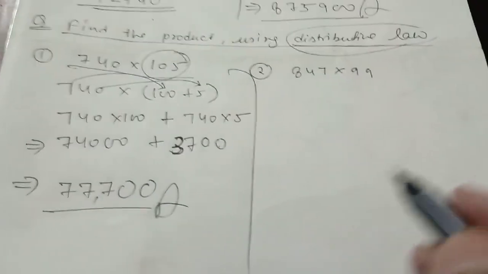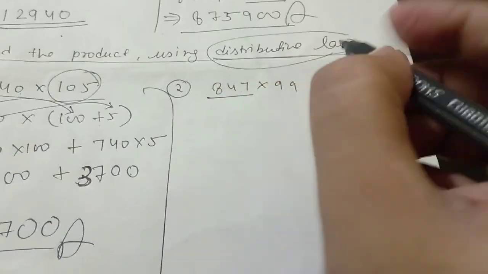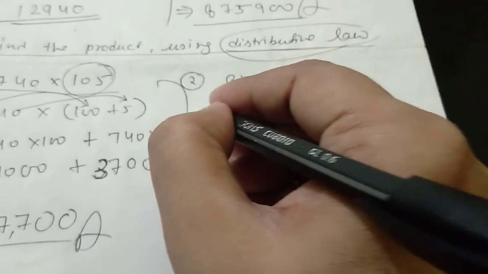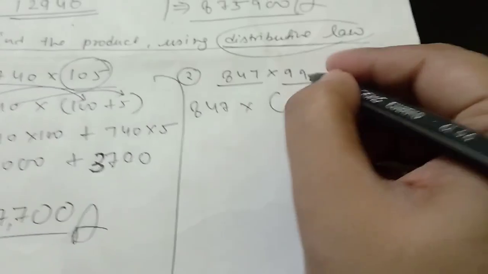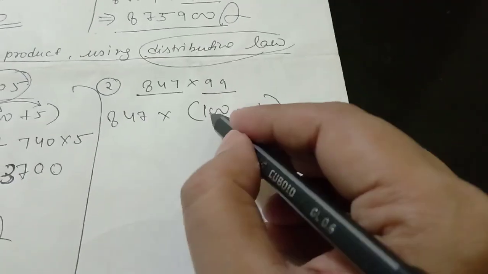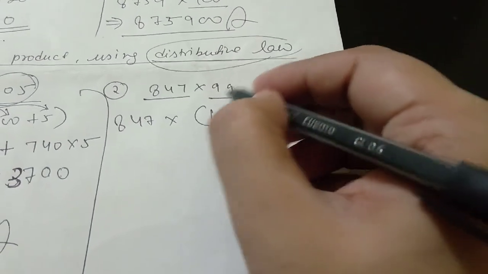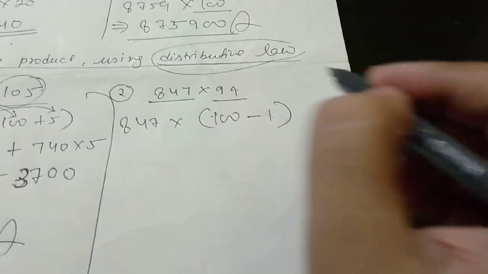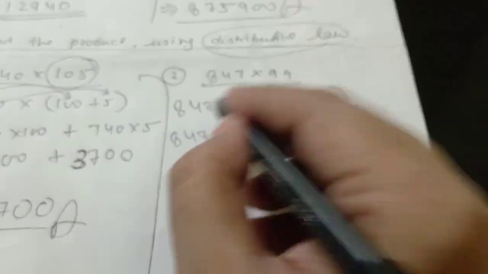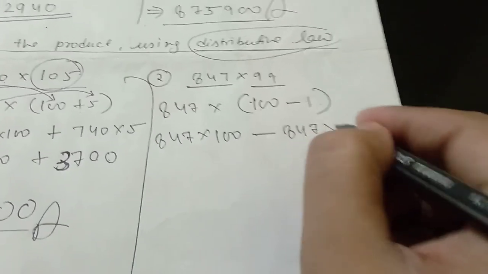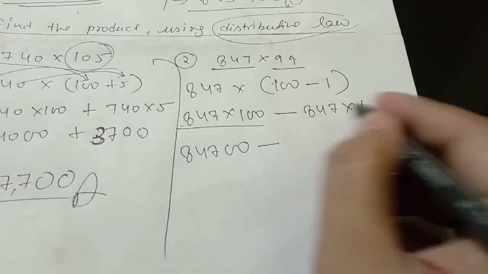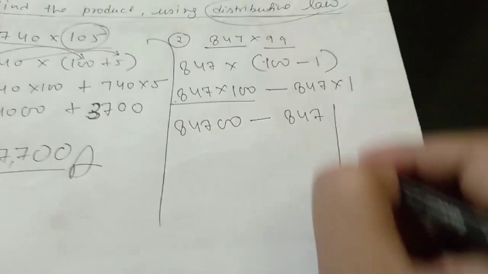Now the last question. See, this is 847 and it is 99. So we can convert 99 to around 100. How? 847 multiplied by, we can write 99 in this manner. Again you can see, if you subtract 1 from 100, you will get 99. So this is a different way of writing 99. Now 847 multiplied by 100 minus 847 multiplied by 1. Multiplying these numbers, 84700 minus 847.